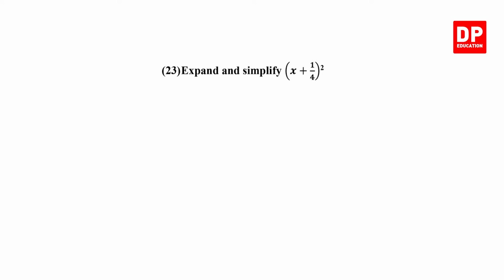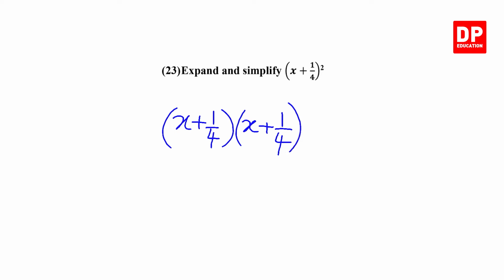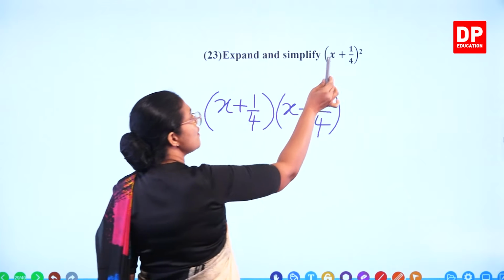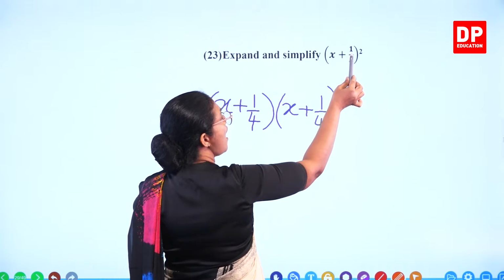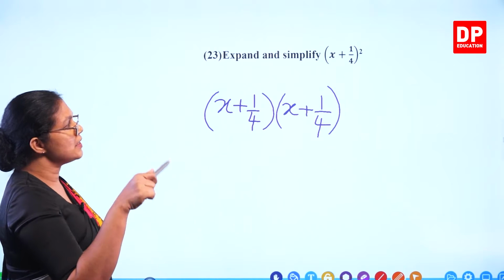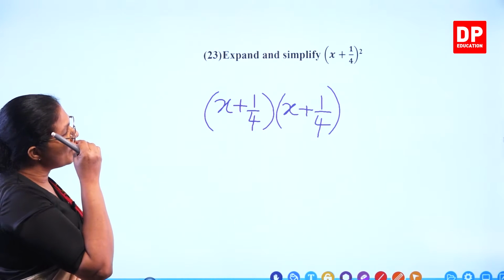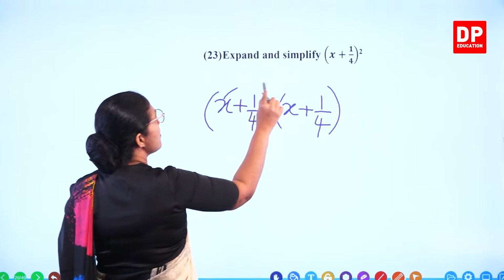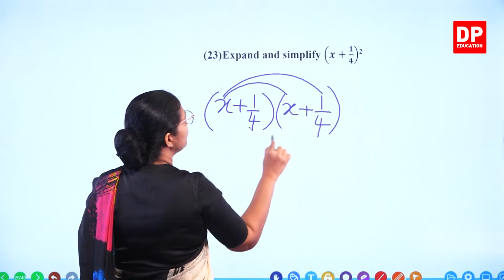Question number 23. Expand and simplify. How do you expand? You can either use the FOIL method or, if you know the multiplication, you can write it down straight away. What are the terms you are getting? First term squared, last term squared, and the middle term becomes 2 times the multiplication of the 2. So you can do it that way, or you just multiply using FOIL.